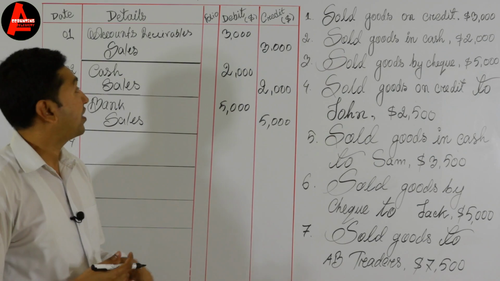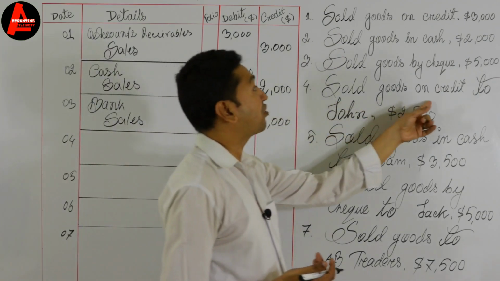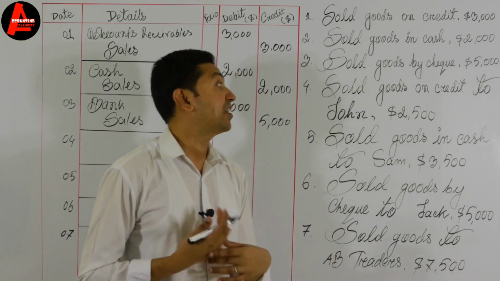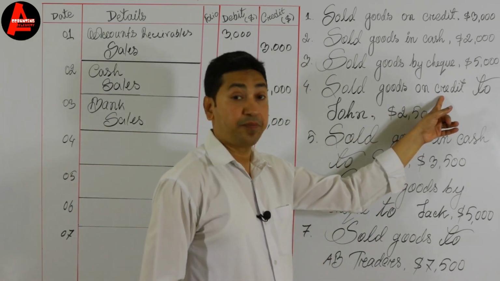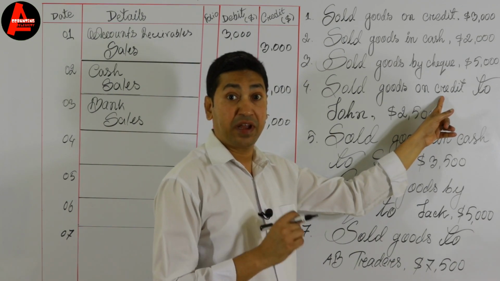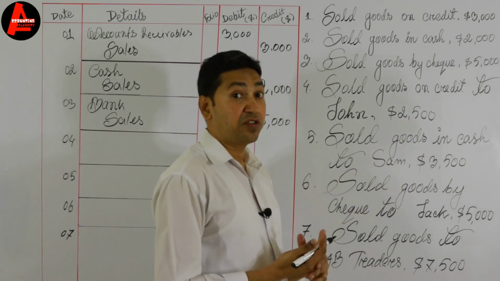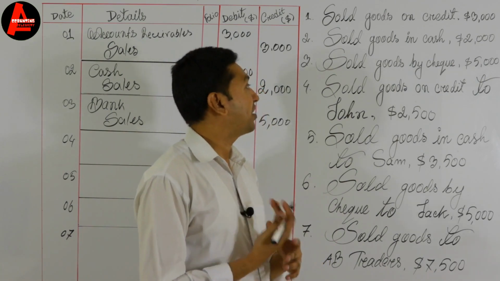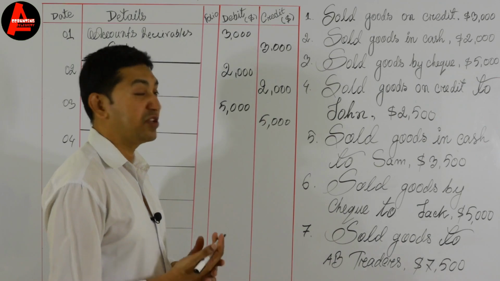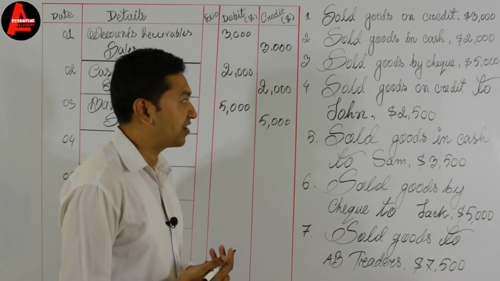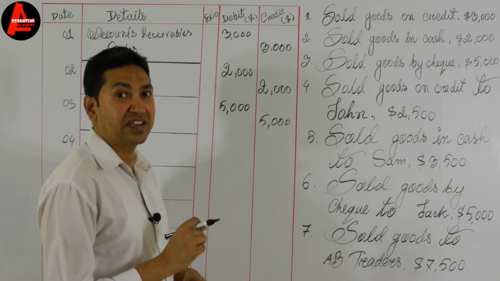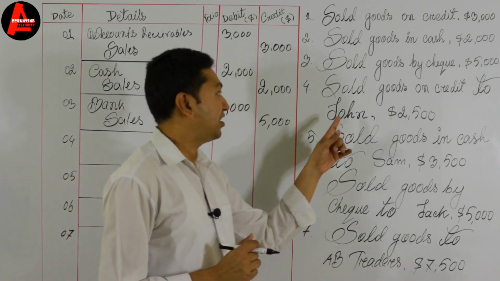Now number 4. Here what is written? Sold goods on credit to John, $2,500. Here the word credit is written, means business sold goods but did not receive money yet. So how to journalize this transaction? So here we will write accounts receivable or Mr. John. What to write? Here the name of the accounts receivable is given, which is John.